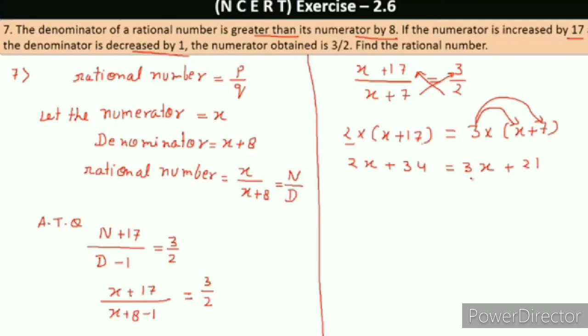After that, you know the method now. Transposing the variable terms to the left hand side, numbers to the right hand side. 2x minus 3x is equal to 21 minus 34. 2x minus 3x gives minus 1x, that we will write as minus x equal to 21 minus 34, which is minus 13. Both the sides negative become positive. Therefore, x equals 13 is the numerator.